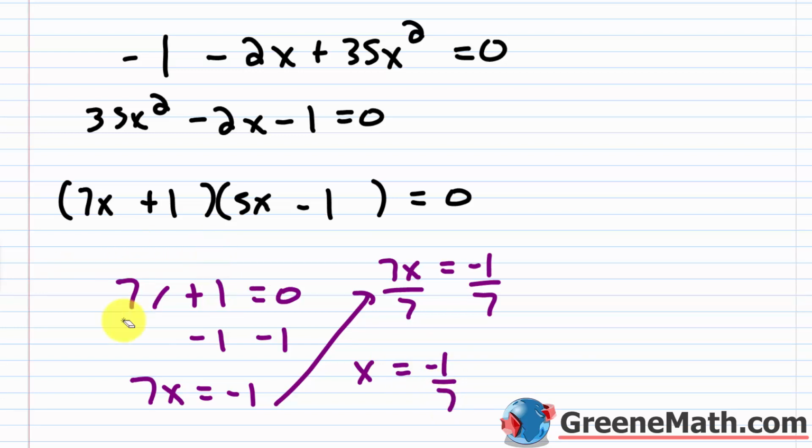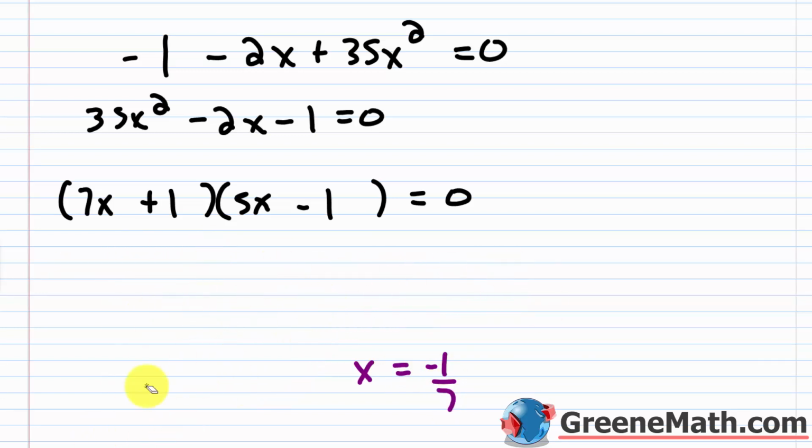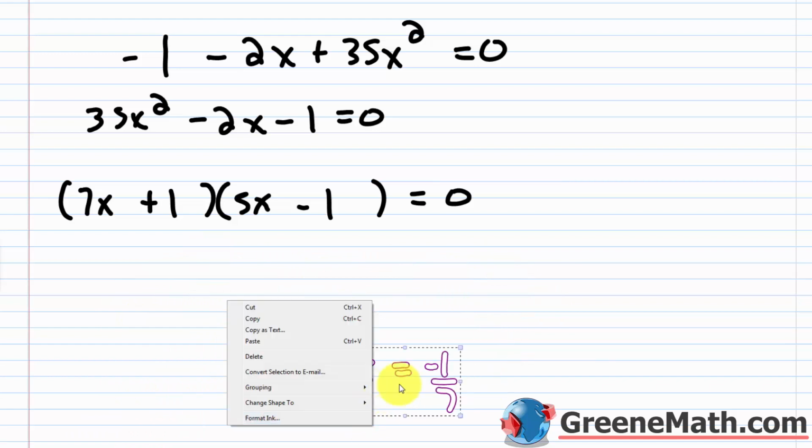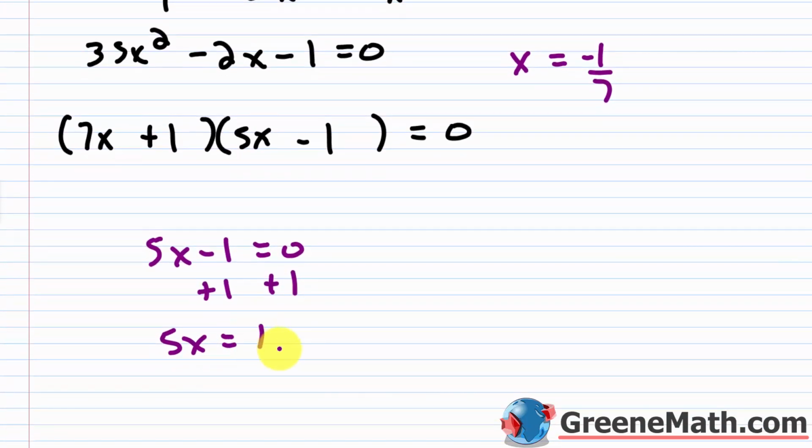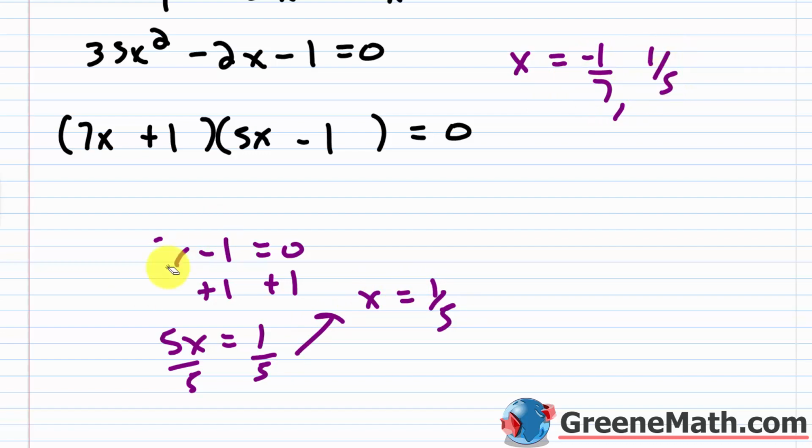So let's erase this. And we'll just kind of keep this for a second. Then the other guy is 5x minus 1 equals 0. Add 1 to both sides. You get 5x equals 1. Divide both sides by 5. You get x equals 1/5. Okay? So x equals -1/7 and then 1/5. All right, let's erase all this.